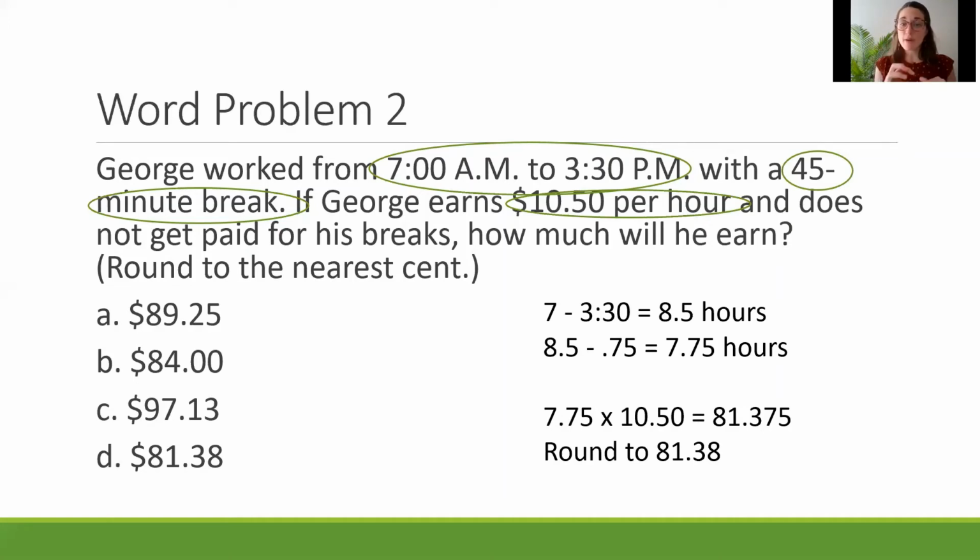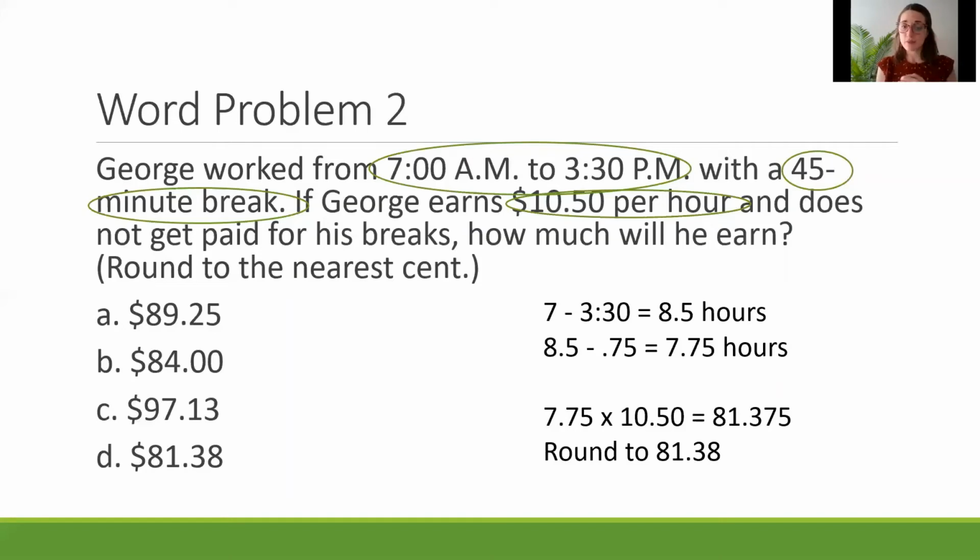So if I take that 8.5 and I subtract the break out of it, you'll see I wrote there 8.5 minus 0.75. That's because it's easier to work with this if I'm doing it all in hours, and this says 45 minutes. So I know that 15 minutes is 1/4 of an hour. 30 minutes is half of an hour, which means that 45 minutes is 3/4 of an hour, or in decimal form, 0.75. So I'm going to subtract 0.75 so I can get 7.75 hours. Now to get how much he has earned, I just have to multiply how many hours and how much per hour.